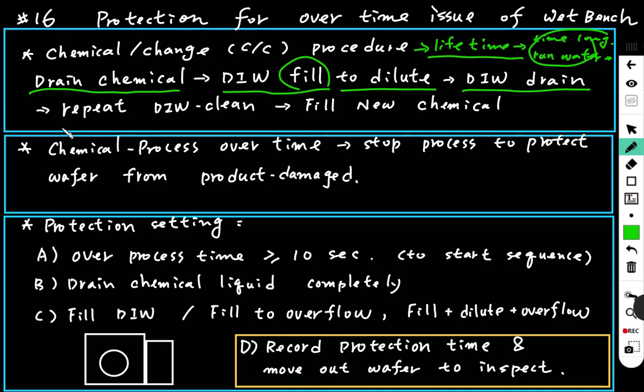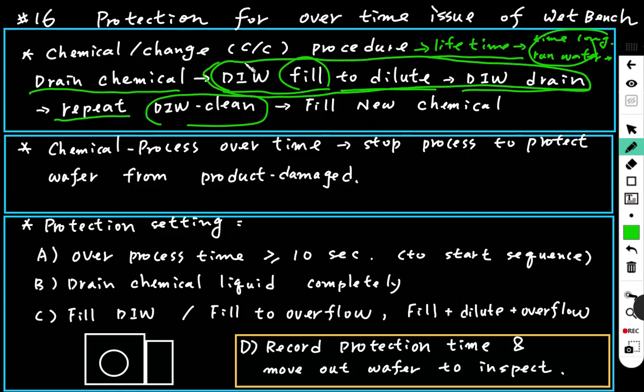If necessary, we repeat the chemical cleaning procedure. This is the chemical cleaning procedure: chemical fill to dilute and the DI water drain. Repeat it to let the chemical tank and the piping get clean.